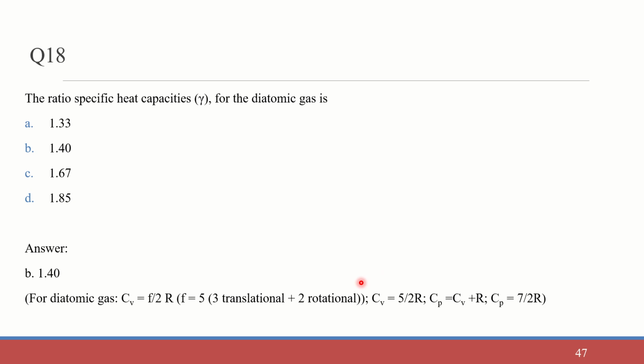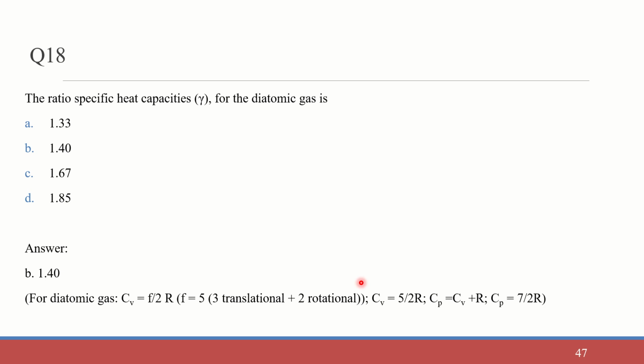So it is F by 2 R. Here we have F as 5, so Cv is equal to 5 by 2 R. And Cp is 5 by 2 R plus R. So it is 7 by 2 R.